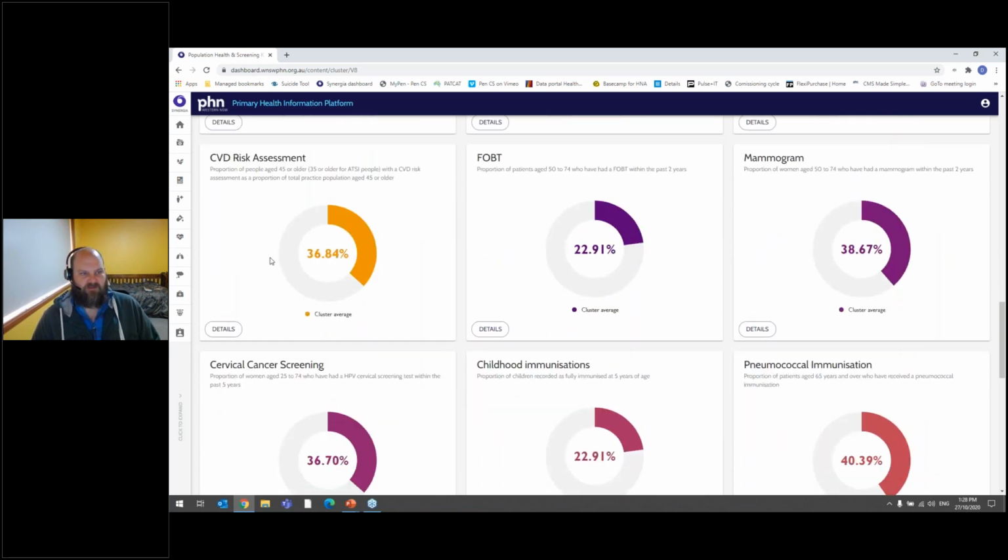And again, the cardiovascular disease, we've just got it as 45 or older or 35 or older. We haven't got a lower limit on that. So then again, that's got a bit of a different proportion.